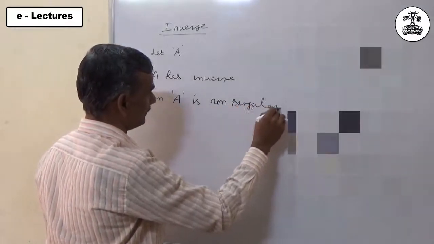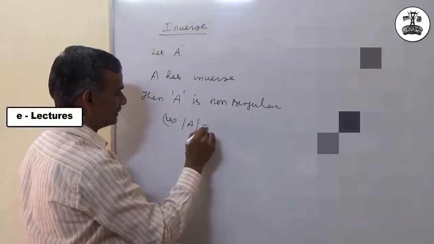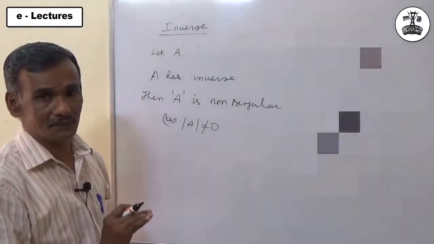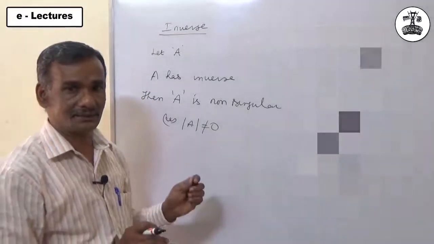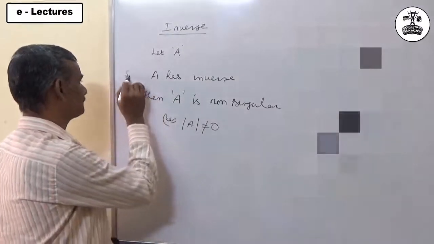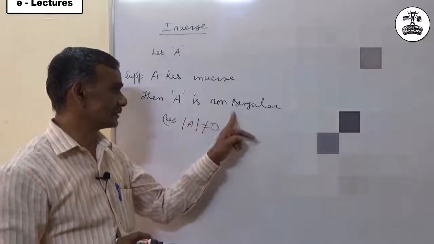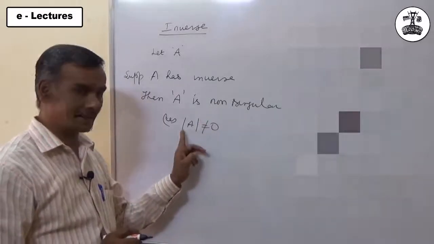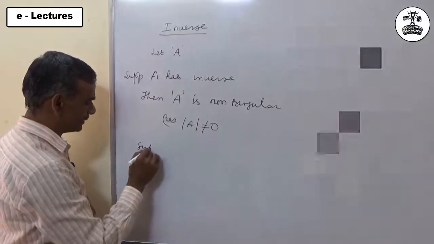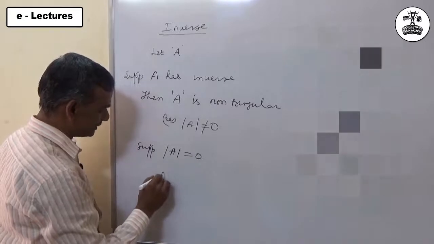That is modulus of A not equal to 0. Determinant வந்து not equal to 0 இருந்தால் மட்டும்தான் A க்கு inverse கண்டுபிடிக்க முடியும். Otherwise inverse கிடையாது. Inverse does not exist. So A has inverse. Suppose A has inverse, then A is non-singular. That is modulus of A அல்லது determinant A வந்து not equal to 0. Suppose determinant A equal to 0, then A inverse does not exist.